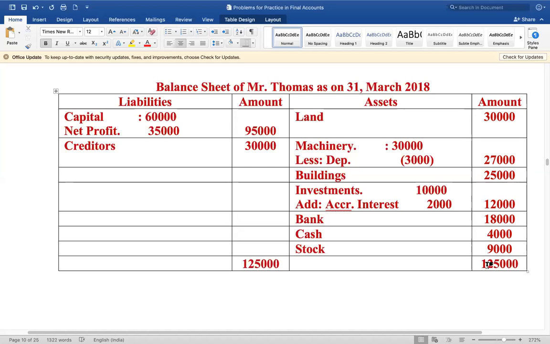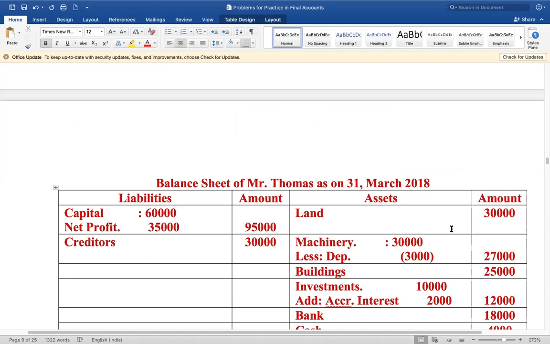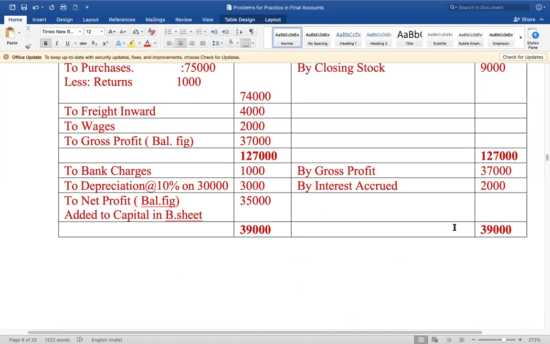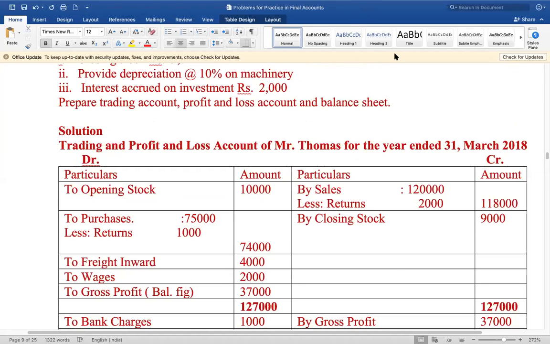Okay. So this is the balance sheet. This is a simple problem. As we proceed, complications will increase. The adjustments will increase. So now please let me know if you have any doubt.